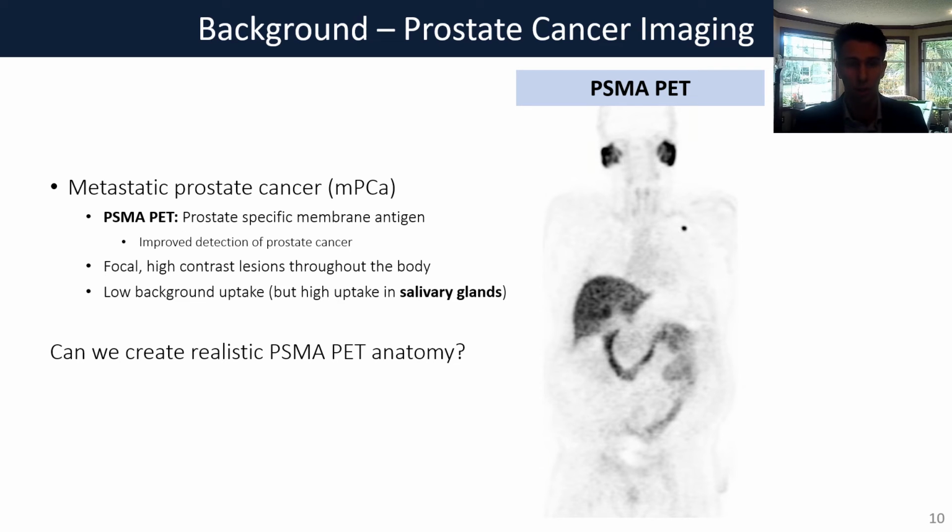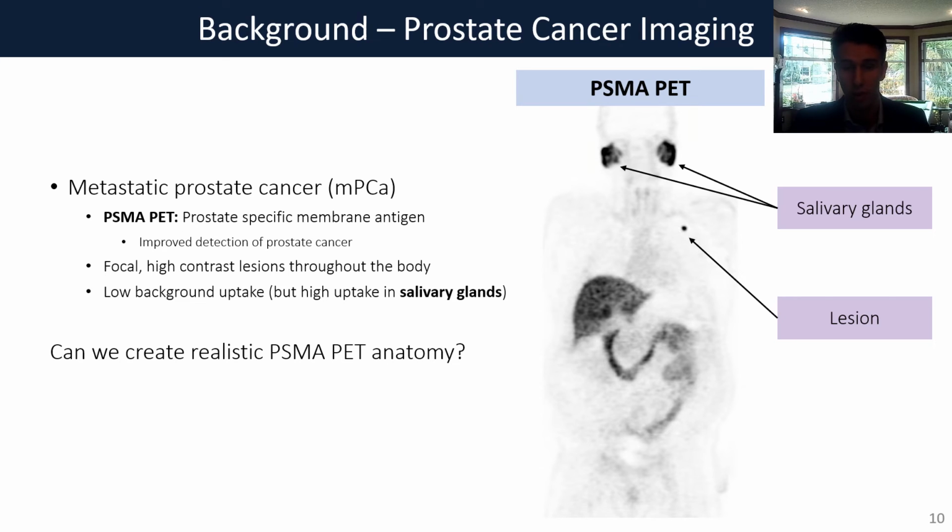Another potential application for NCMO is for prostate cancer imaging. Metastatic prostate cancer is now being imaged using the prostate-specific membrane antigen, or PSMA PET, which results in improved detection of metastatic prostate cancer. As you can see here, a focal high-contrast lesion can be observed. In addition, salivary glands appear with high uptake in PSMA PET images. So we wanted to see whether we can create the realistic anatomical structures for PSMA PET.